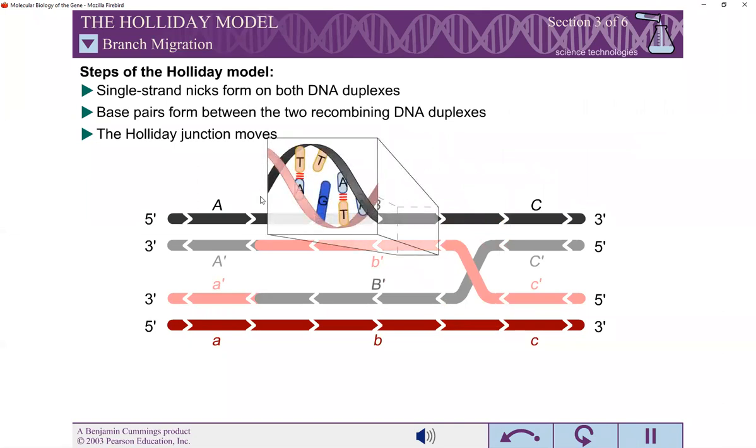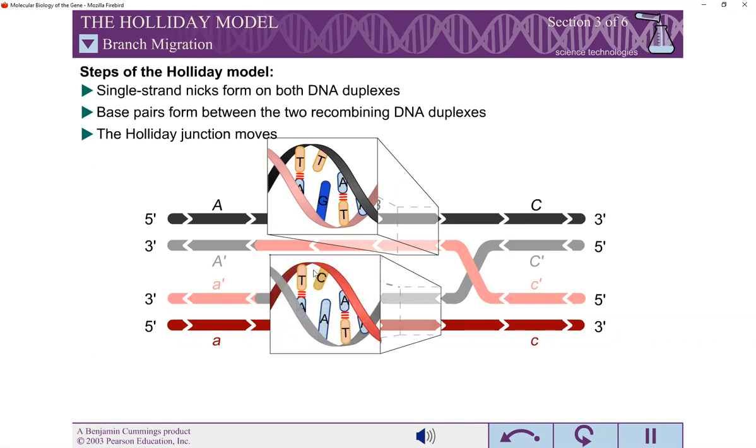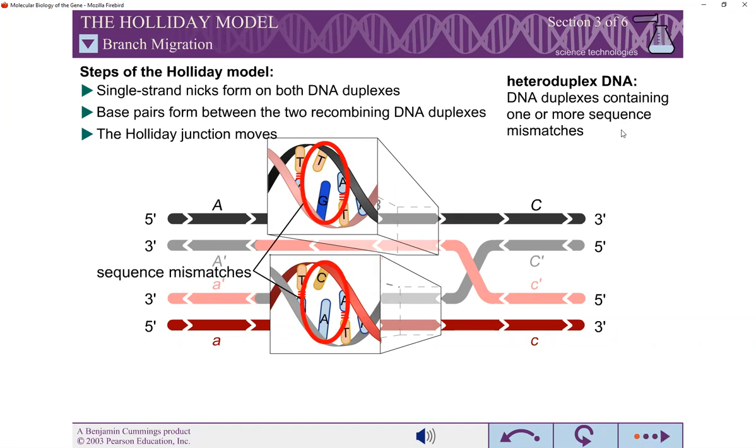Different alleles of the same gene carry small sequence differences. During branch migration through these regions of sequence difference, DNA duplexes are formed carrying one or a few sequence mismatches. These regions are called heteroduplex DNA. Okay. Now there are regions being produced which are referred to as heteroduplex DNA.